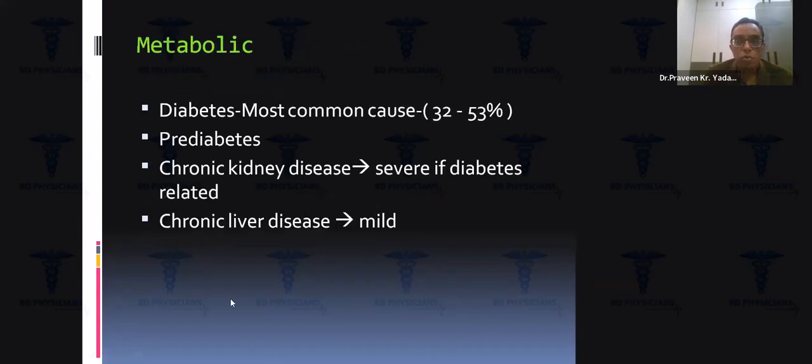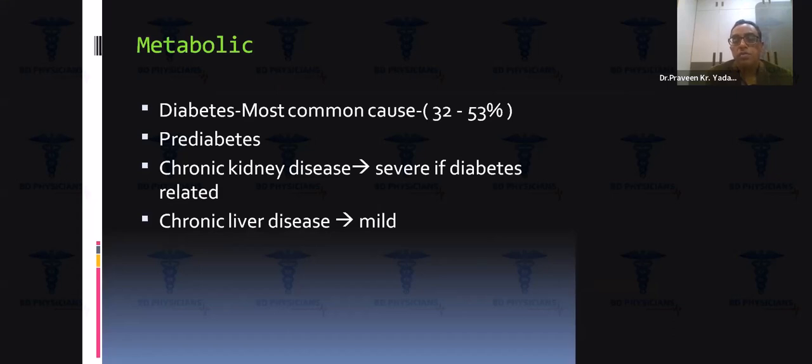Now, metabolic, we all know diabetes is the commonest cause, and pre-diabetes, I've already mentioned, 10% of pre-diabetes will have a neuropathy. Now, CKD or chronic kidney disease, we all know diabetic patients develop the diabetic neuropathy gradually, and it may be an independent risk factor for the neuropathy. We all know uremic neuropathy may develop, and the CKD patients will have a lot of metabolic and toxic elements in the blood, which can give rise to the neuropathy. So it's an independent risk factor for neuropathy.